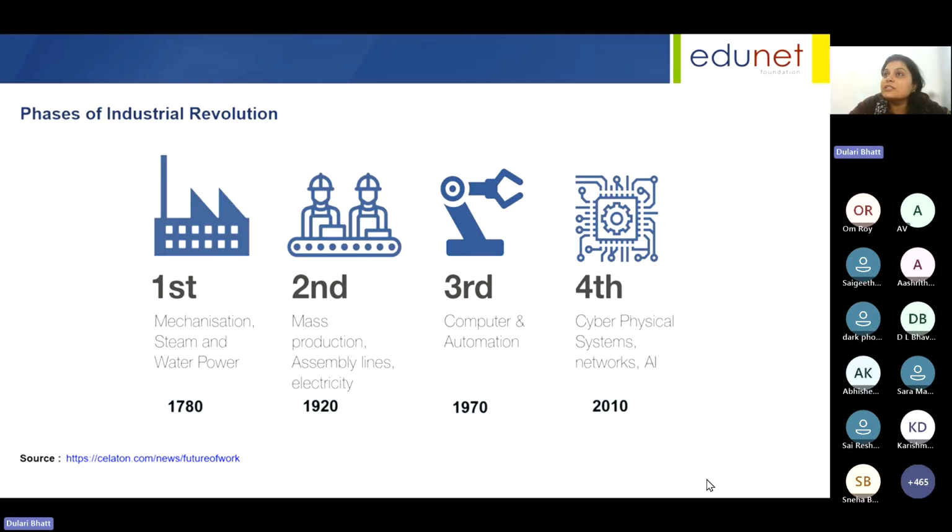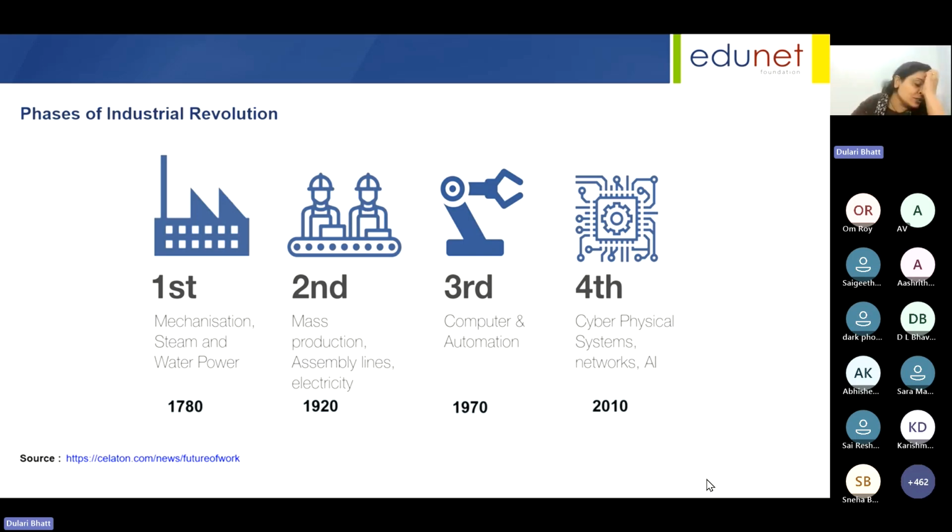So it changed the way industry was working previously. In the second industrial revolution, when there was the invention of electricity, mass production, and assembly lines, thanks to electricity, we had a lot of conveyor belts. We had machines, electronic machines, more and more.